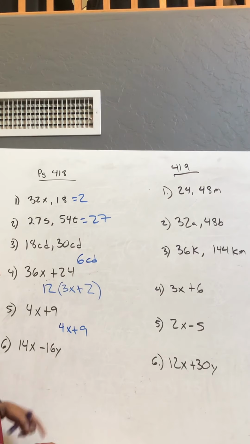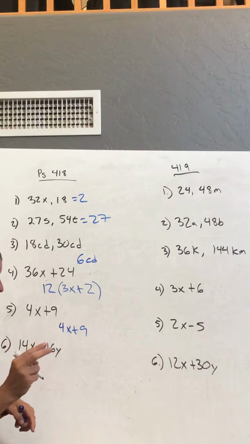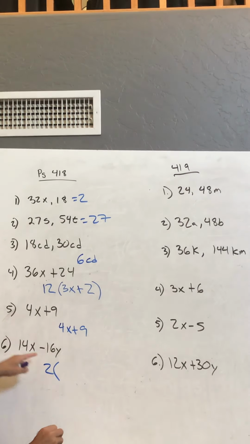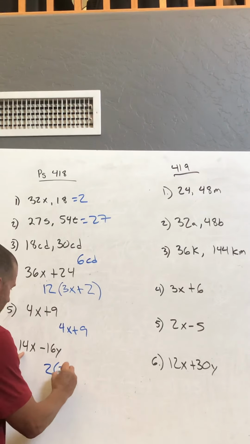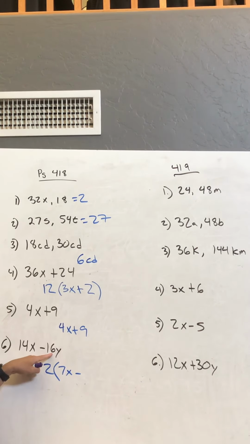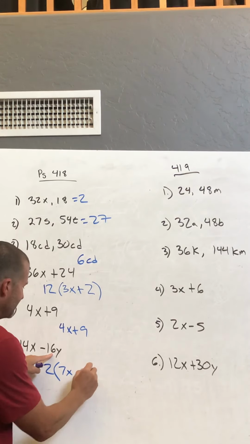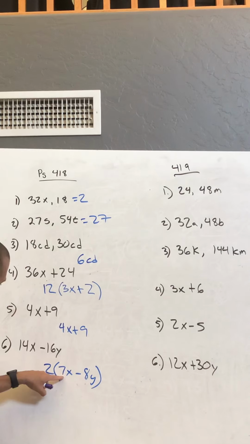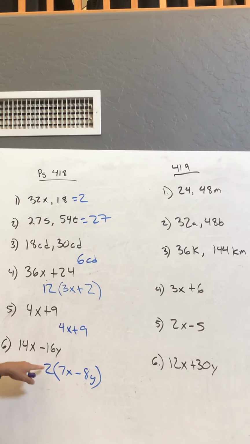So here we go, another one. 14x and 16y. They both share a 2. So I pull a 2 out. 2 times what makes 14? 7. There's your x. Keep your minus sign. 2 times what makes 16? 8. Don't forget your y. Check your work. 2 times 7x is 14x. 2 times 8y is 16y. Bring your minus sign down.